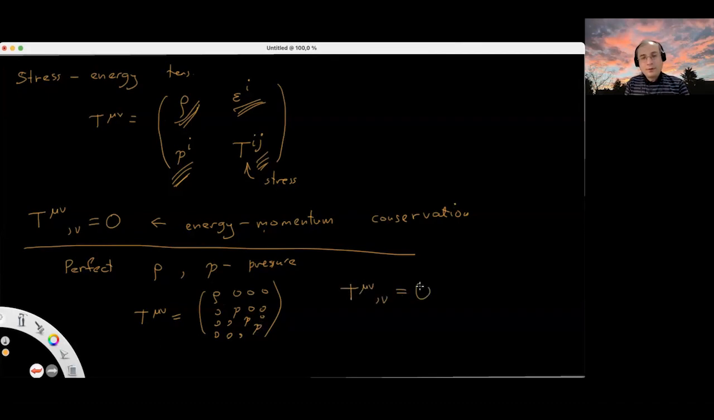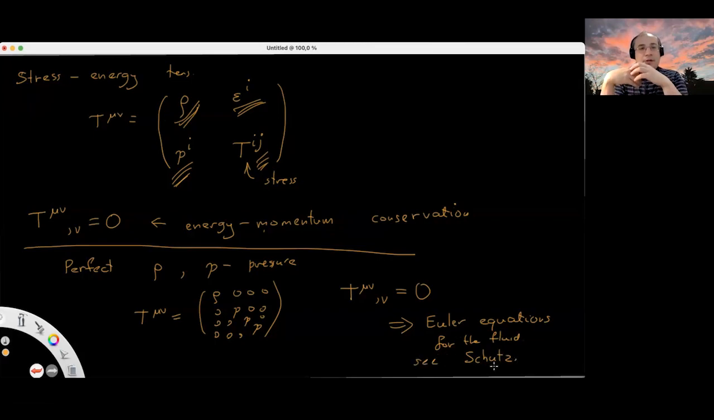You can write down the conservation law for the stress energy tensor, assuming that you have a perfect fluid or dust. And it turns out that what you get from that is basically the Euler equations for the fluid. I think the derivation is also in Schutz. We will not do it here.